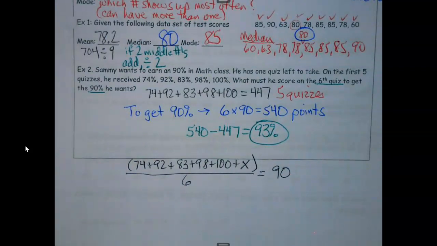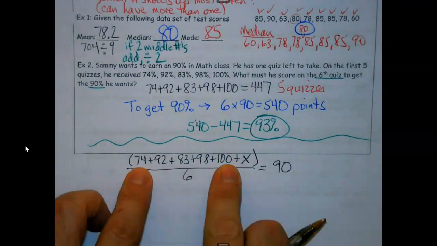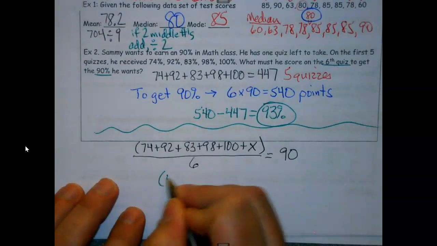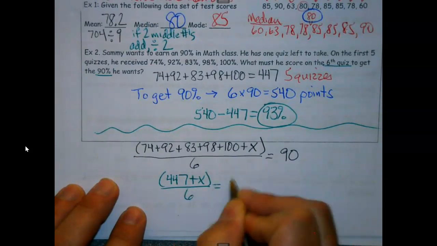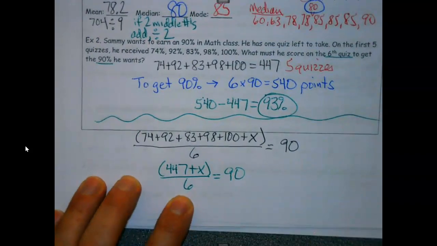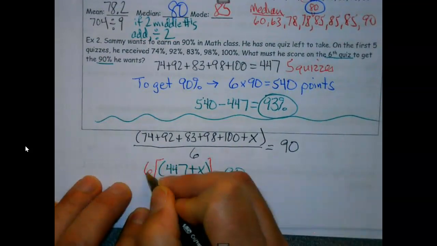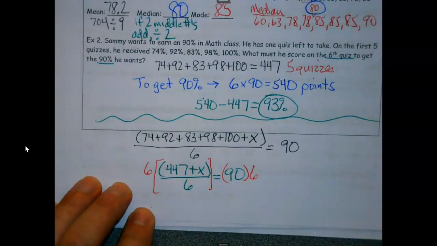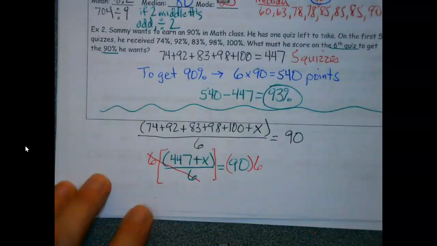But watch what happens when I do it this way. So we're doing a totally separate way of looking at it here. We already know what those add up to. So this is 447 plus X divided by 6 is 90. So now it turned into an equation instead. I can still get there. How do I undo dividing by 6? Multiply. Whatever I do to one side of my equation, I have to do to both. So those cancel. We're not going to distribute that.